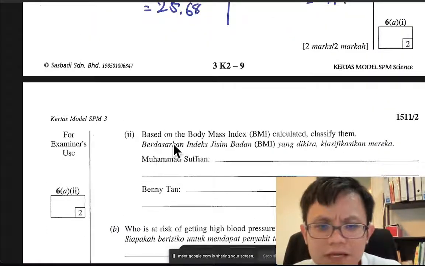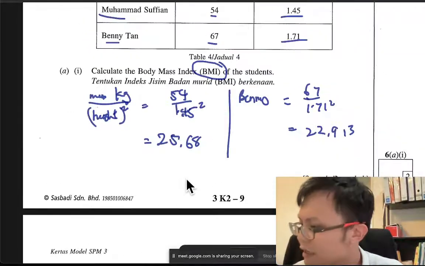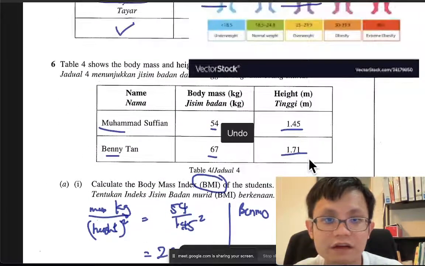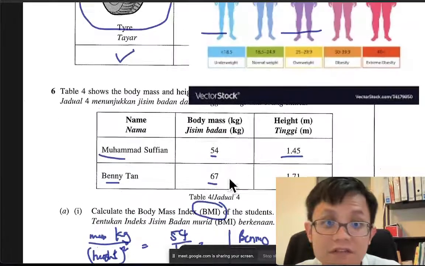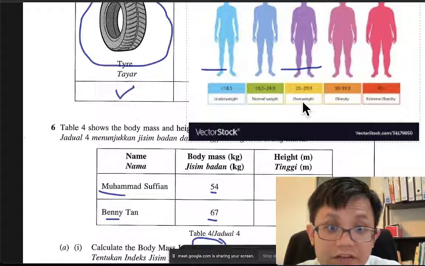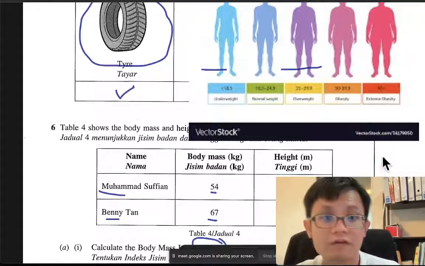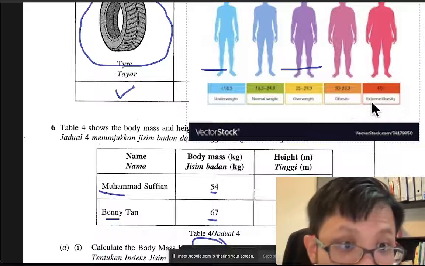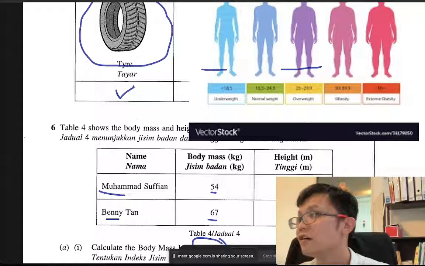Based on body mass, classify Muhammad Sufyan. Just now I erased it. Maybe this will be overweight, 25.68. So 25.68, it will be slightly overweight. The categories are overweight, obesity, and extreme obesity. So they will be considered overweight.